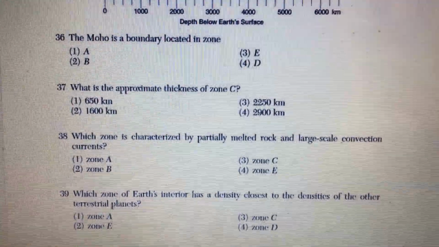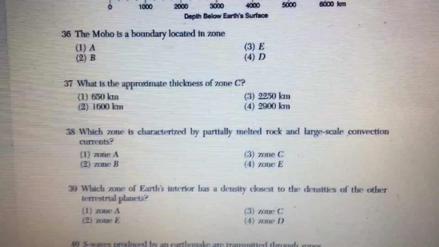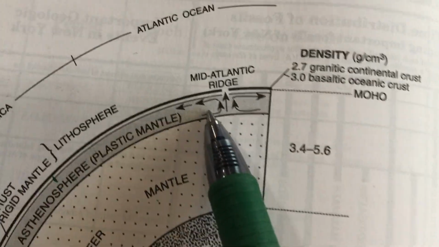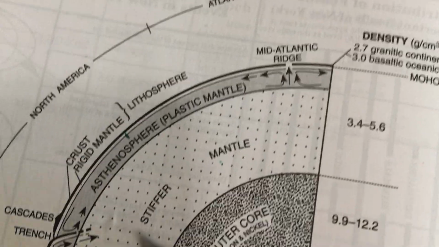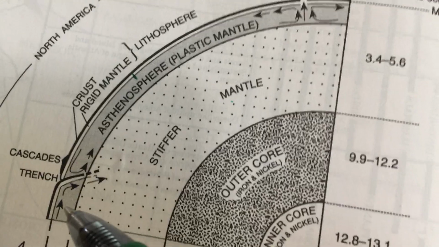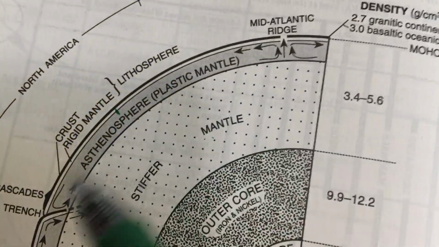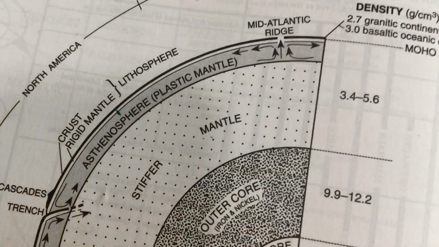Which zone is characterized by partially melted rock and large-scale convection currents? They show us that's a convection cell right there. That's another convection cell. And I mentioned in one of the other videos that there's a slightly antiquated idea that convection within the asthenosphere is what drives plate motion.